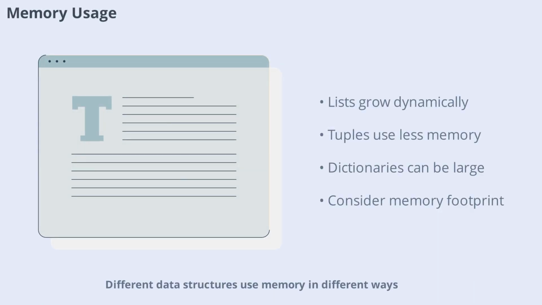Different data structures use memory in different ways. Lists and dictionaries can grow dynamically, but they may use more memory than necessary. Tuples are more memory efficient because they're immutable. When working with large datasets or limited resources, it's important to consider the memory footprint of your chosen data structure.